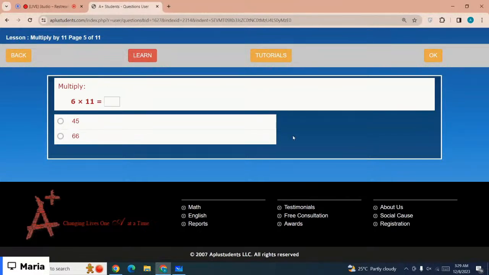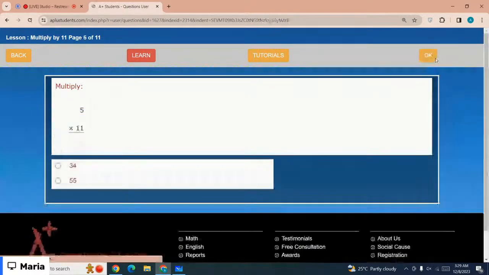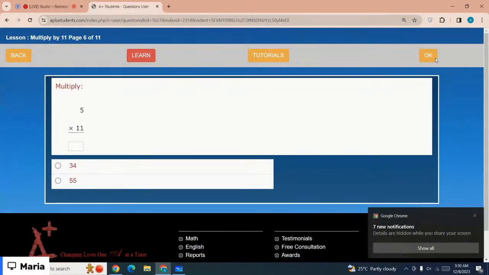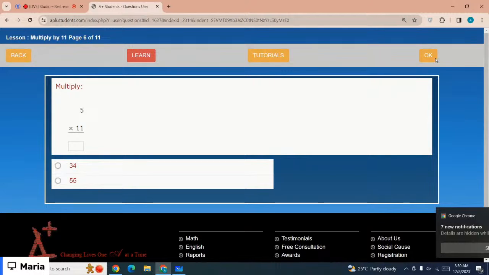Yes, it is 66. 11 times 6 is 66. Very good, everyone. Okay, the next one is 5 times 11. So 5 times 11 equals... Yes, it is 55. The correct option is 55.